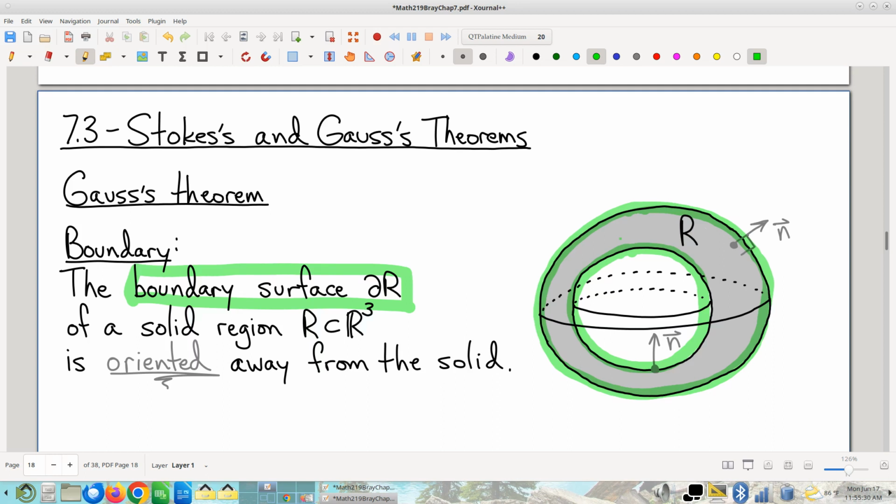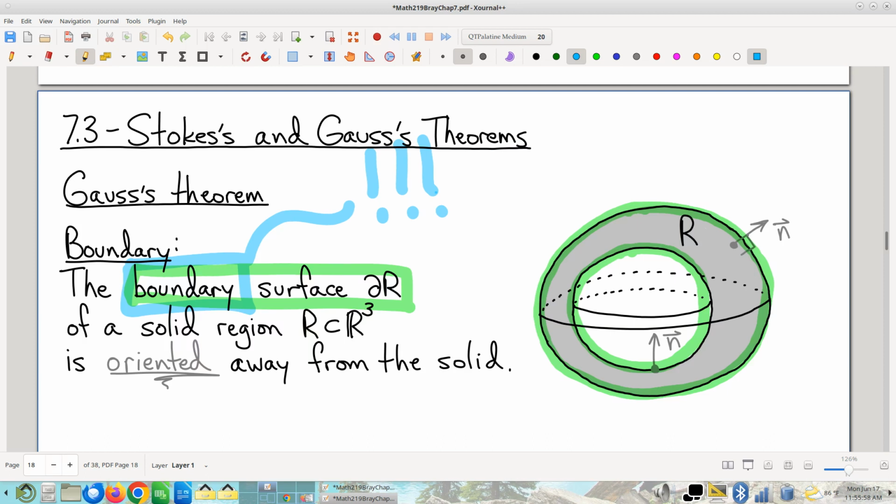Okay, so the new concept is that this word boundary, now and henceforth in the rest of this chapter, is a loaded word. Boundary means two things. It means it's the border. It's the dividing border between set and not set, sure, right?